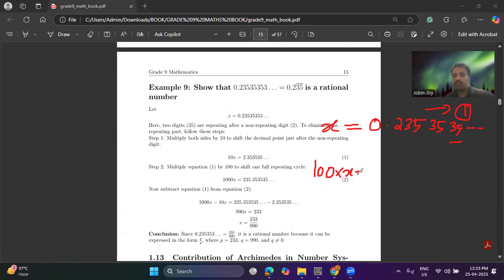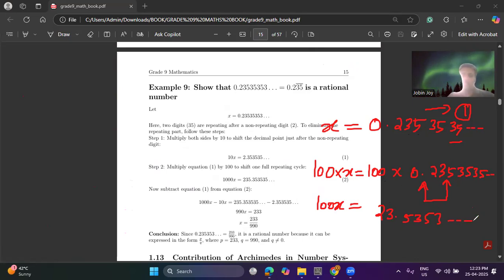So 100 into x is equal to 100 into 0.235, 35, etc. So 100 into x is 100x. So I am multiplying with 100. That means shifting this decimal two places. That means 23.5353, etc. Okay. So this is equation number 2. So then equation number 2 minus equation number 1.